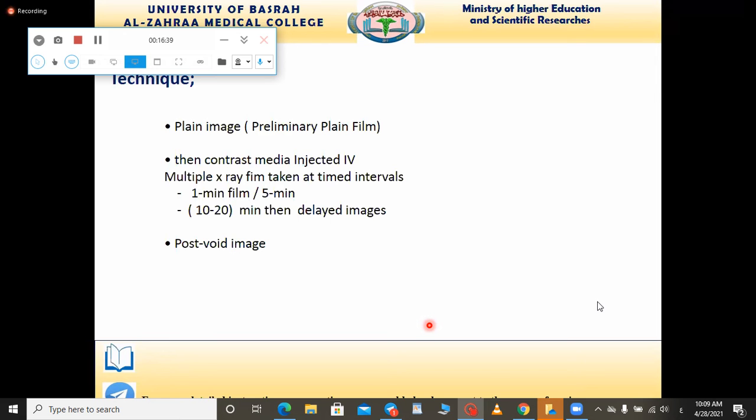Then contrast media is injected intravenously. And then multiple X-ray films are taken at timed intervals. First at 1 minute, then at 5 minutes, then another picture between 10 to 20 minutes, and then lastly, we take what we call a delay film. Delay film is more than 1 hour. It is not an exact time, but we call it in general a delay film. Lastly, before we finish the study, we ask the patient to void, urinate, and return back for taking a last picture. If we do this, we do a proper IVU study.